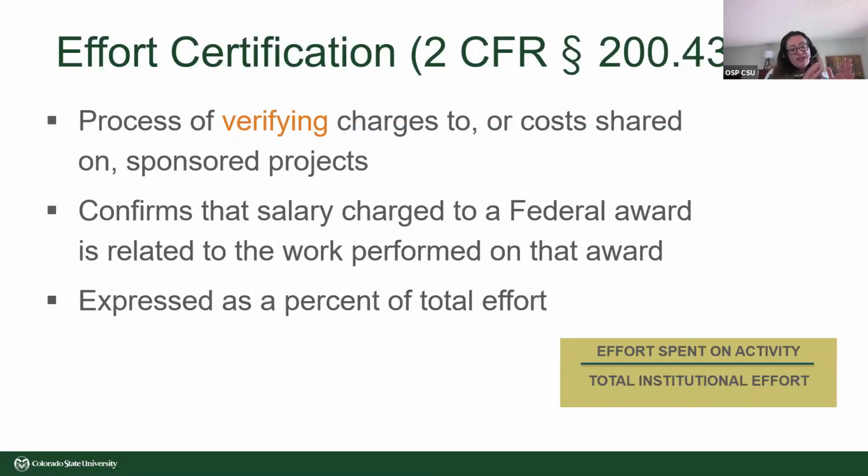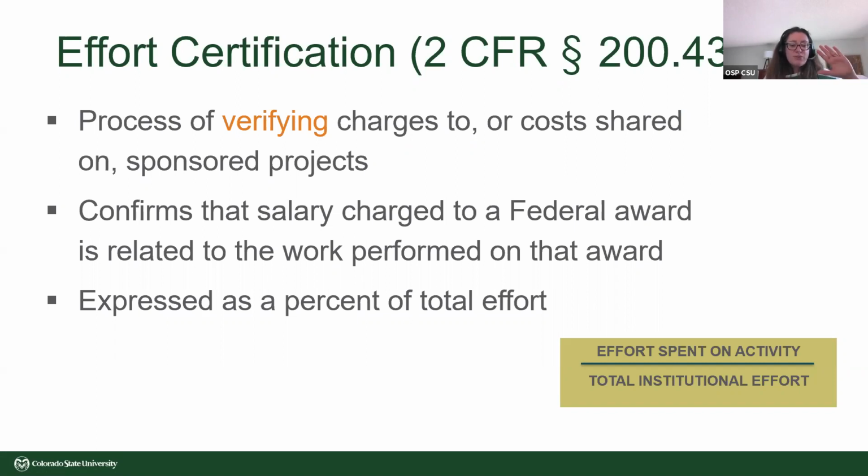At the proposal stage, the investigator is putting in that best guess at how much time they think they're going to spend on the project, 5%, 10%, 20%, whatever that percentage is. But effort certification involves verifying the time spent on the grant and verifying the associated charges with the time spent working on the grant. So effort certification is really a process of verifying charges on sponsored research. It's confirming that the salary that is charged is directly related to the work that was performed on that award, regardless of how much was proposed.